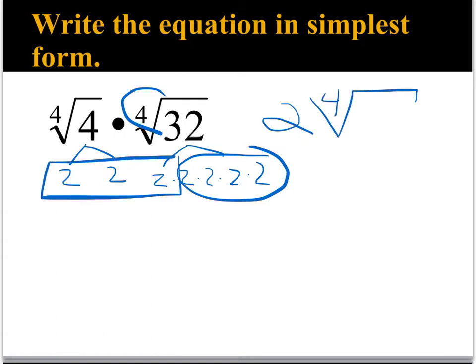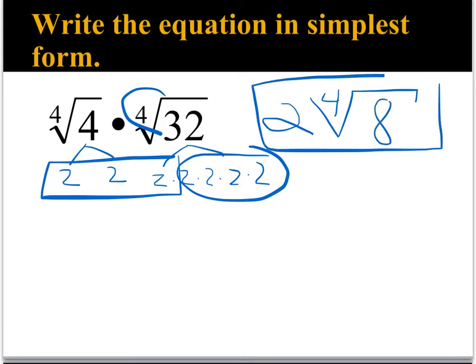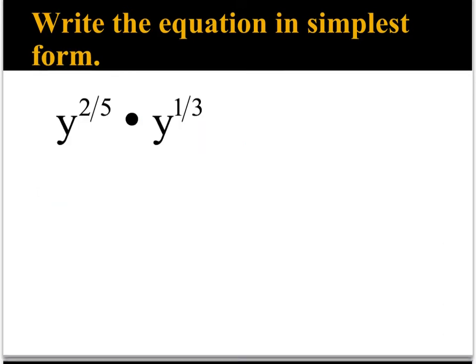Don't forget the fourth root. So I get 2 times 2 times 2, which is 8. Do not forget that fourth root. This is a quiz, so if you forget these little numbers here in the roots, I'm going to take off points. So make sure you remember those roots.